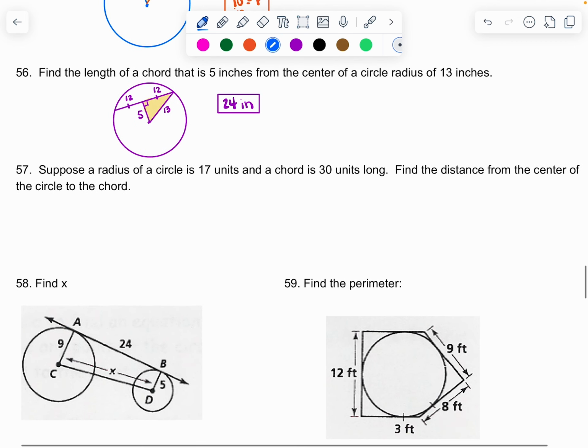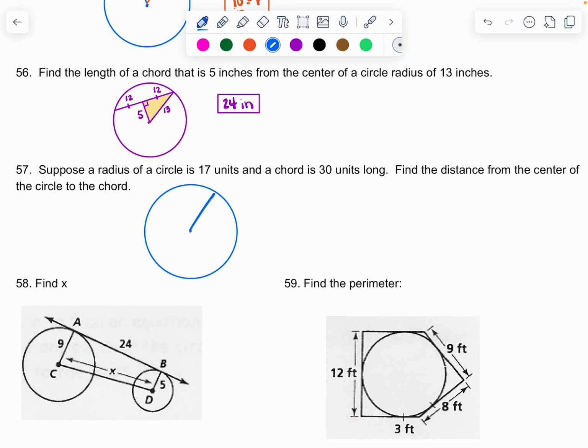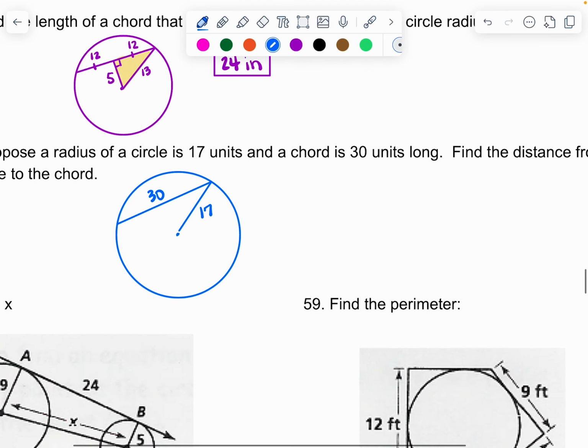Okay. All right, number 57. Suppose the radius of a circle is 17 units. Again, it's the same exact question. We're being given different information. So here's the radius, 17 units. The chord is 30. All right, so here's 30. What is the distance from the center of the circle to the chord?